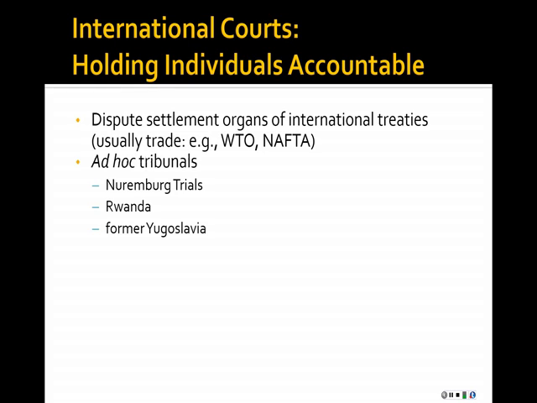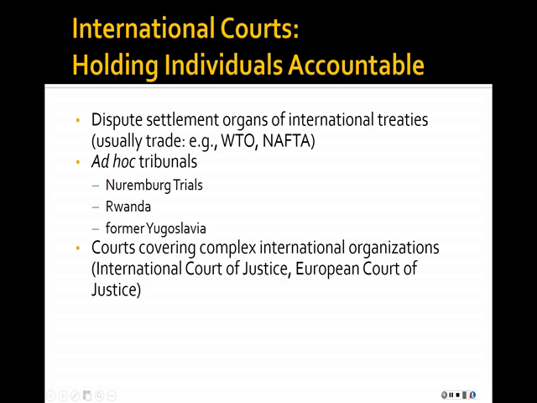But we also have these ad hoc tribunals: the Nuremberg trials after World War II, the Rwandan tribunal to deal with the genocide there, the war crimes in the former Yugoslavia after the end of the Cold War. Those were all tribunals that were put together after the fact to put people on trial for crimes against humanity, if you will. And these courts cover complex international organizations.